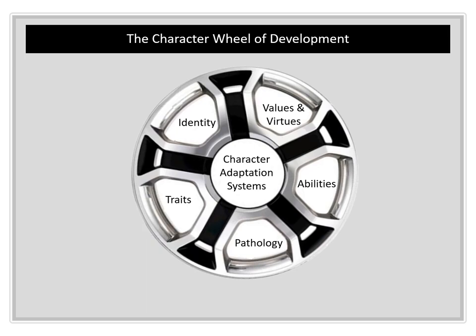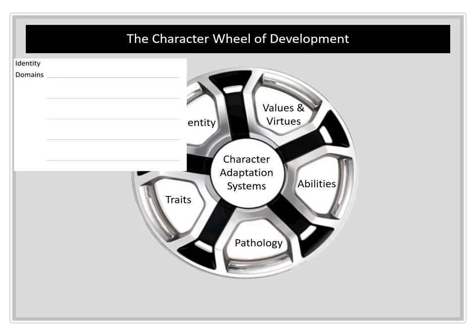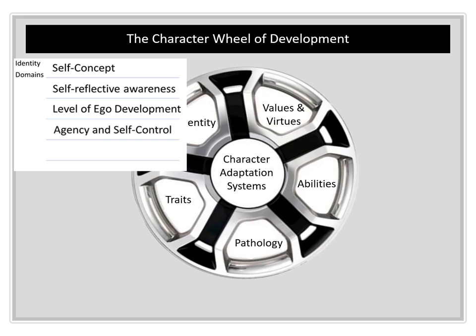The next domain is identity. This refers to a person's narrative of self and includes their self-concept and their level of ego development. It also includes their levels of self-reflective awareness, their sense of agency and self-control, and the complexity and coherence of their identity across roles and domains. In addition, it connects their place in public, as one's identity relates to how one is seen by others.